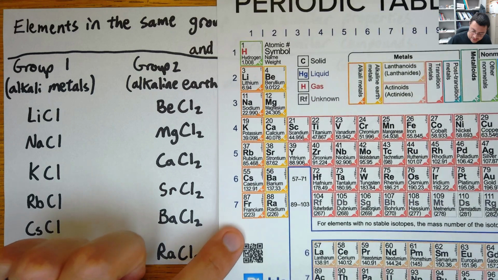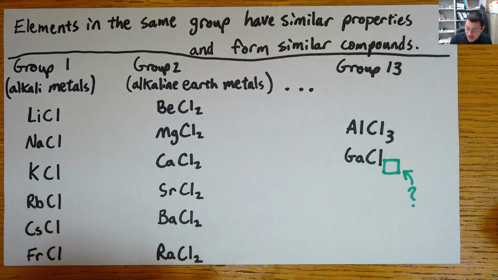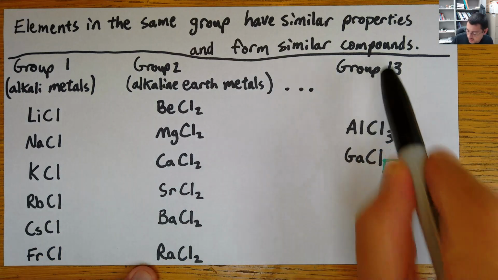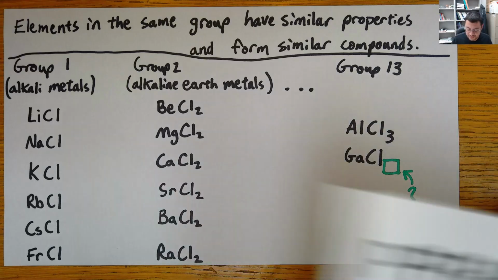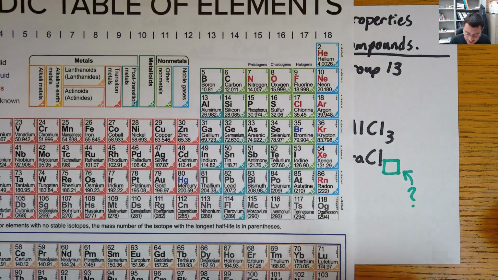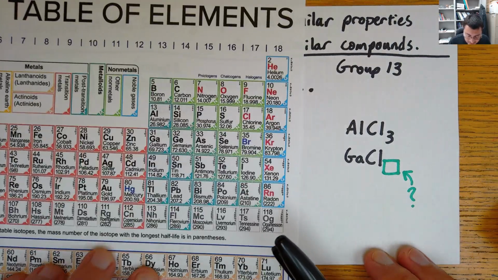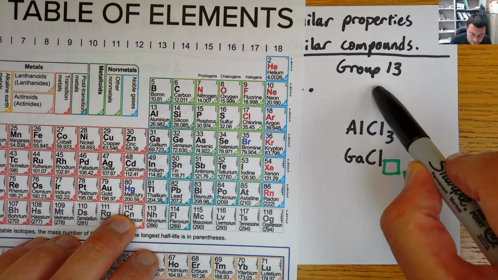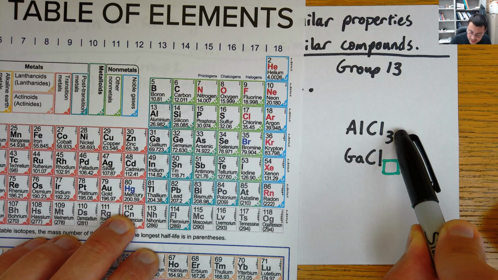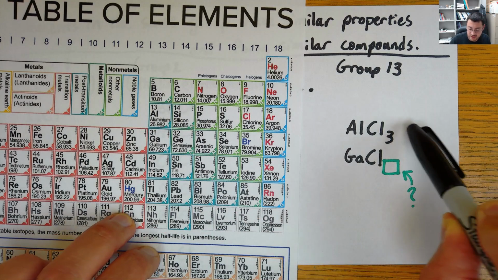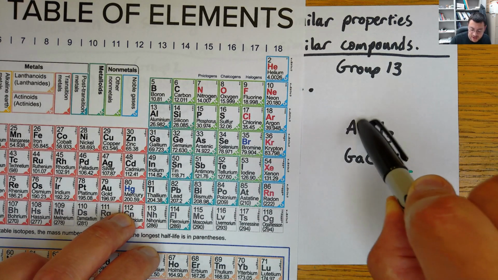All right, now I'm not going to talk about every group here today, but let's skip over to group 13. That'll be the last one I'll discuss for this video. So in group 13, we have an aluminum there. I didn't talk about boron there, but we have an aluminum there. And aluminum forms a compound with chlorine where you're going to have 3 of the chlorines for every aluminum.